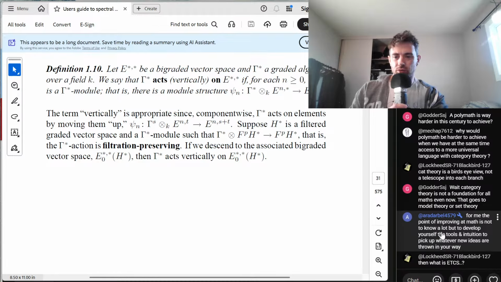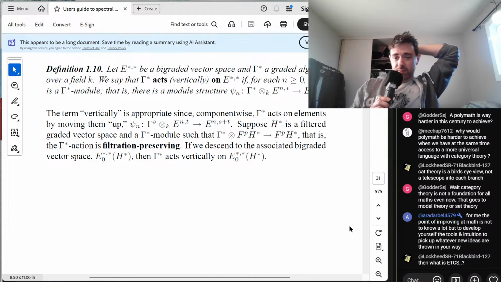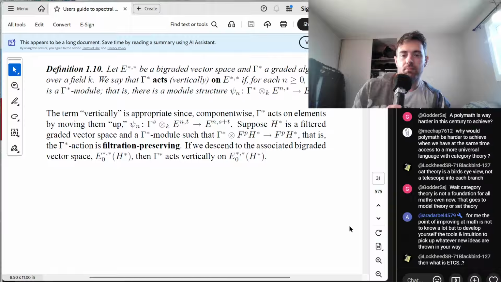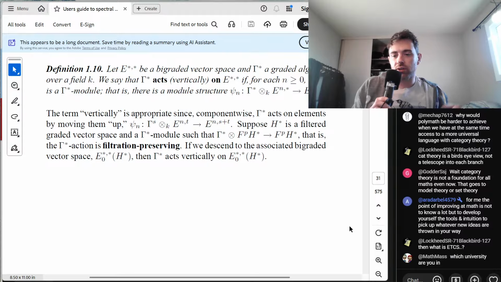For you, the point of improving at math is not to know a lot, but to develop yourself in the tools and intuition to pick up whatever new ideas are thrown your way. Yeah. Then what is ETCS? That's an effort to try and capture the category of sets purely categorically. But this still is not a foundation for all of mathematics.